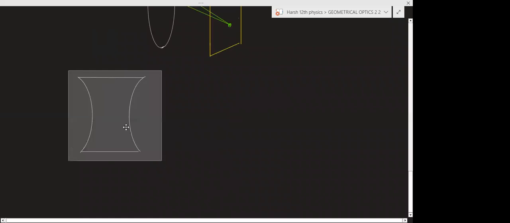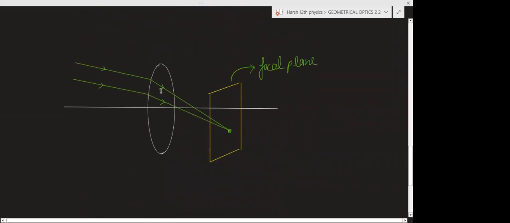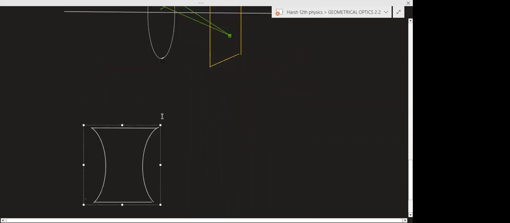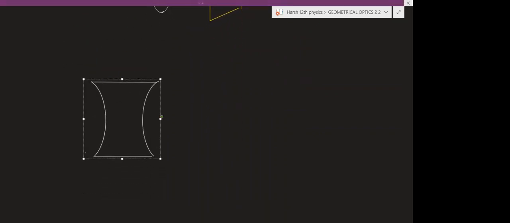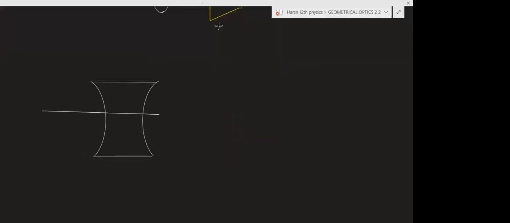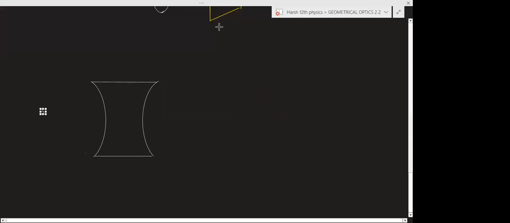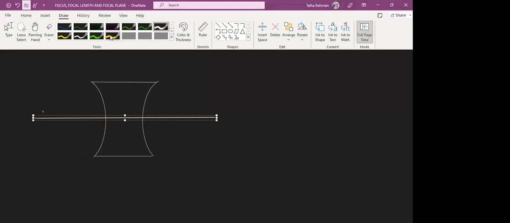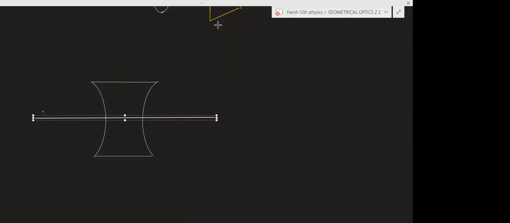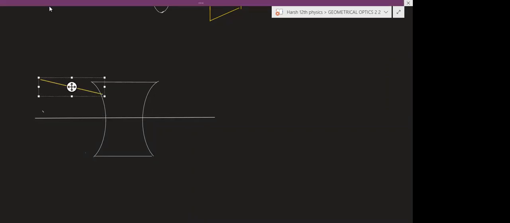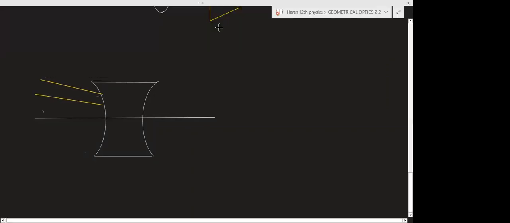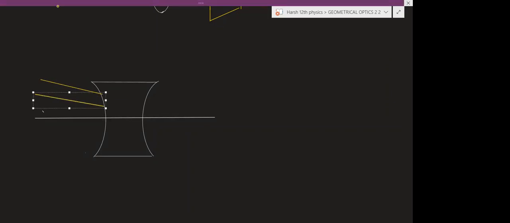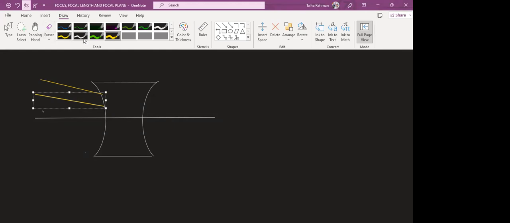Now for the concave lens. This is a concave lens. And one more thing, we know that the convex lens is a converging lens, but the concave lens is a diverging lens. So first we will draw the principal axis. So this is the principal axis, suppose. And suppose the light rays are also parallel to itself, but striking on the lens like this. Now, this lens is a diverging lens.